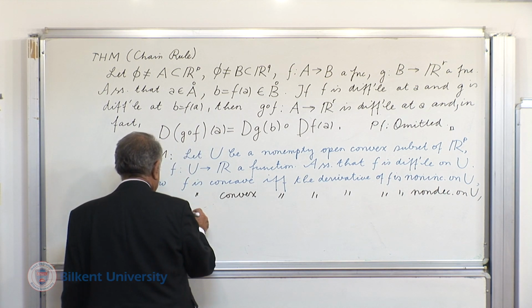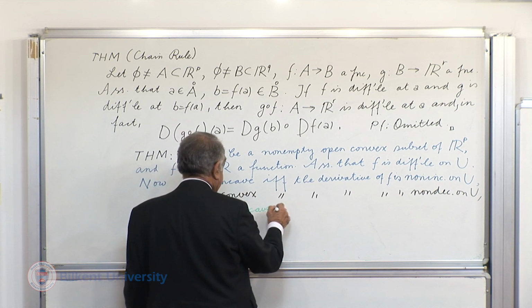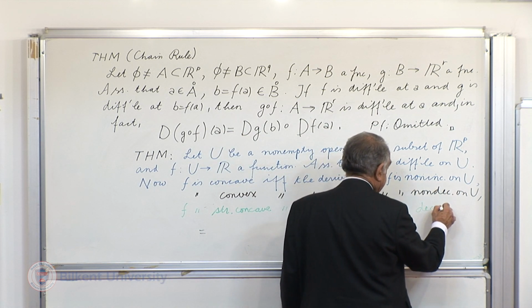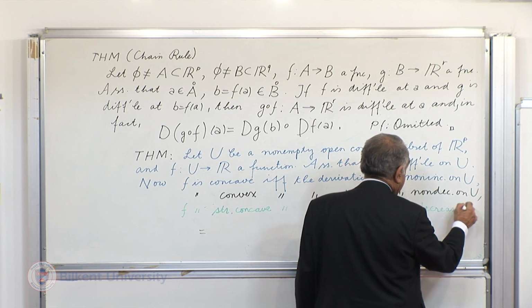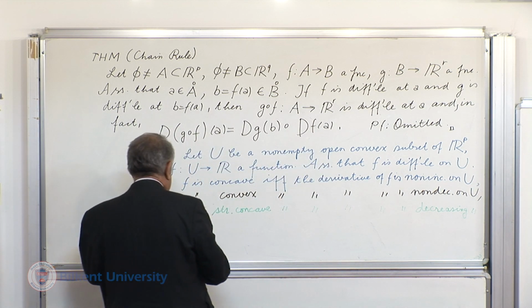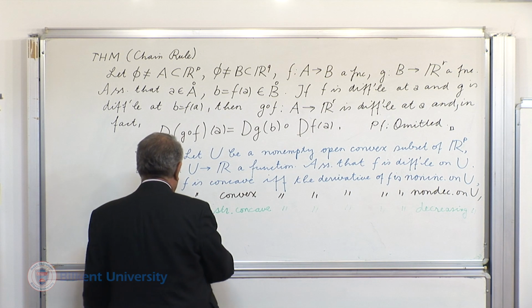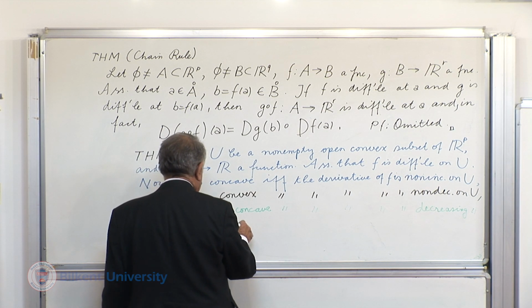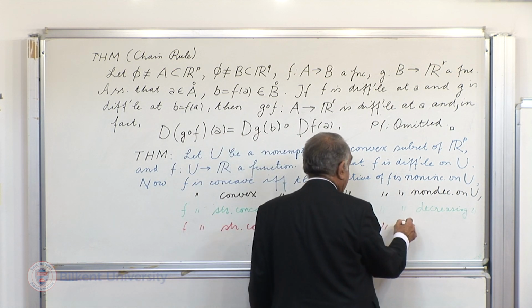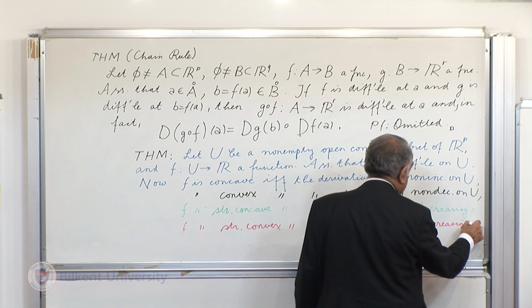F is strictly concave if and only if the derivative of F is decreasing on U. And finally, F is strictly convex if and only if the derivative of F is increasing on U.